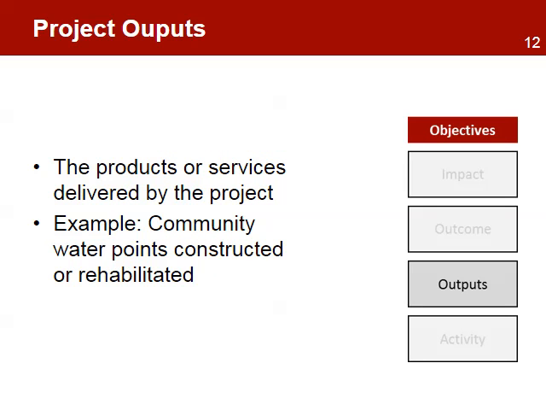The next level is the project outputs. These are the products or services delivered by the project. These are also known as the specific deliverables of the project, and the project has full control and is responsible for them. Outputs are expressed in the past tense. For example, community water points constructed or rehabilitated.